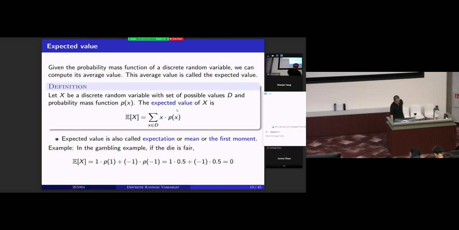So for a discrete random variable, the expected value should be computed in the following way. We take a summation over all possible values this random variable may take. And for each possible value, lowercase x, we put a weight. The weight is just the probability this random variable takes this lowercase x. And then this weighted sum is called expected value. As I said, over a long period of time, the sample mean will converge to this expected value.